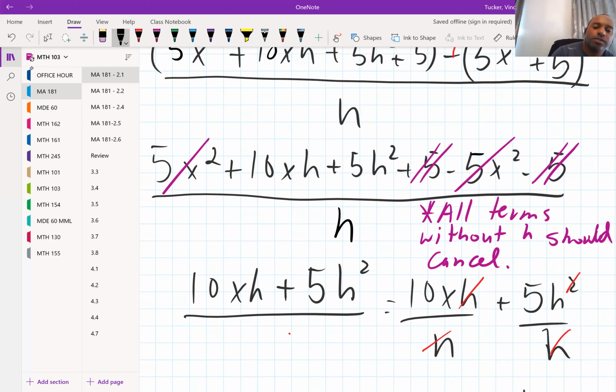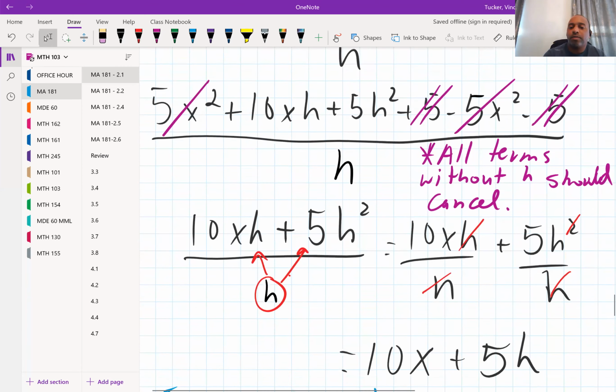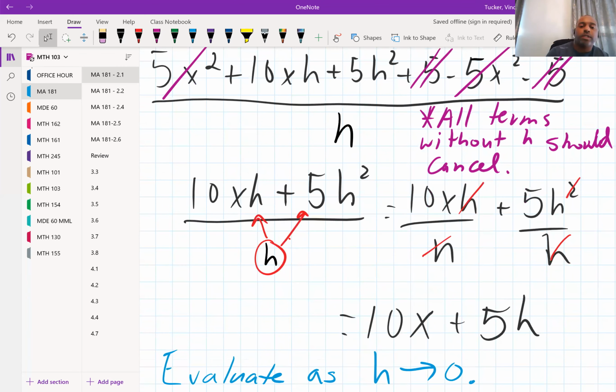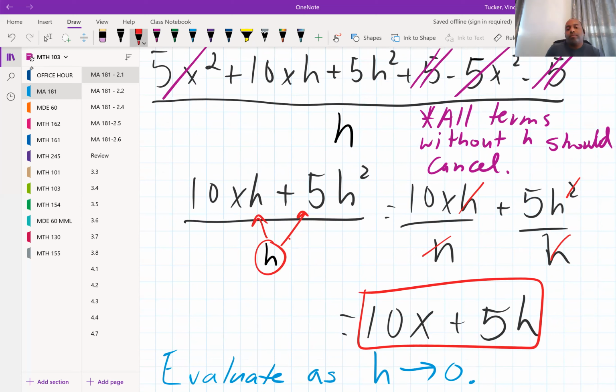And that h should divide into each. That'll be 10xh over h plus 5h squared over h. And that reduces down to this, 10x plus 5h. All right, any questions before we keep going? Make sure we're okay.